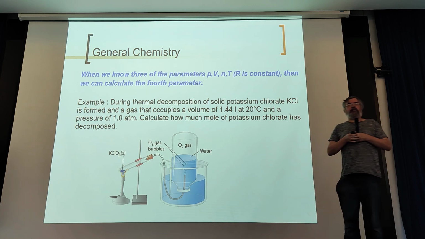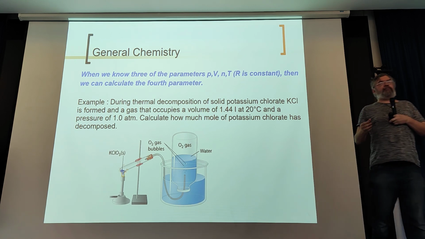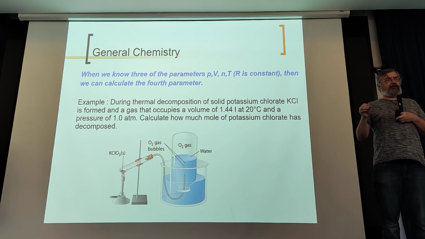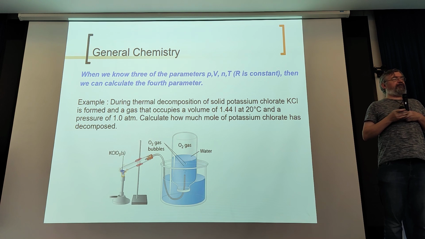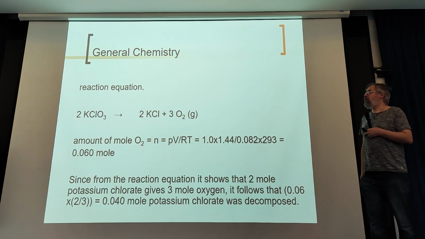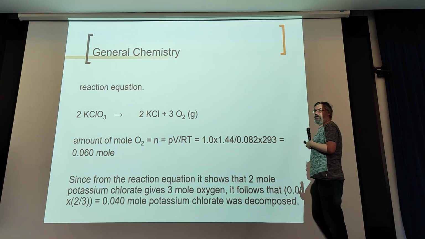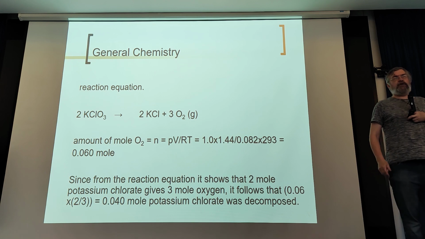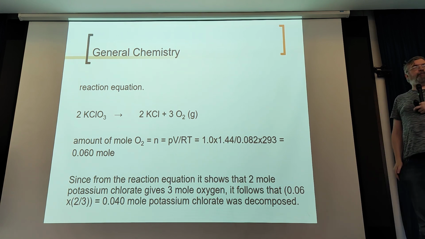So the first thing we have to do always is make the right equation with the right coefficients. Because that is the start of our calculation. So this is it. You see the relation between the potassium chlorate and the oxygen. We need 2 mole of potassium chlorate to form 3 mole of dioxygen.